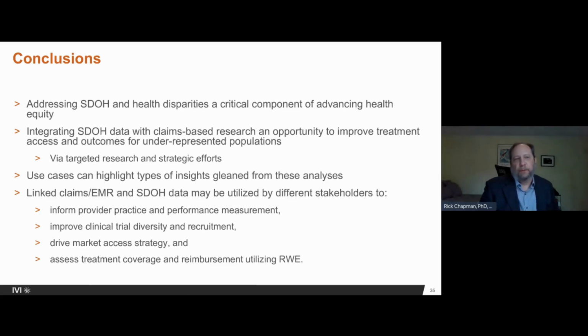We hope that people have seen ways that they could use this type of data in different settings to help different stakeholders with their healthcare decisions, informing provider practice and performance measurement, increasing clinical trial diversity and helping out with recruitment of underrepresented populations, driving market access strategy to make sure that we're reaching all of the populations that are relevant, and assessing treatment coverage and reimbursement utilizing real-world evidence, again, to make sure that people are getting access to this and that we're not causing health disparities to get worse as we put in new health interventions that we want to make sure are getting to everybody in a relevant and timely manner.